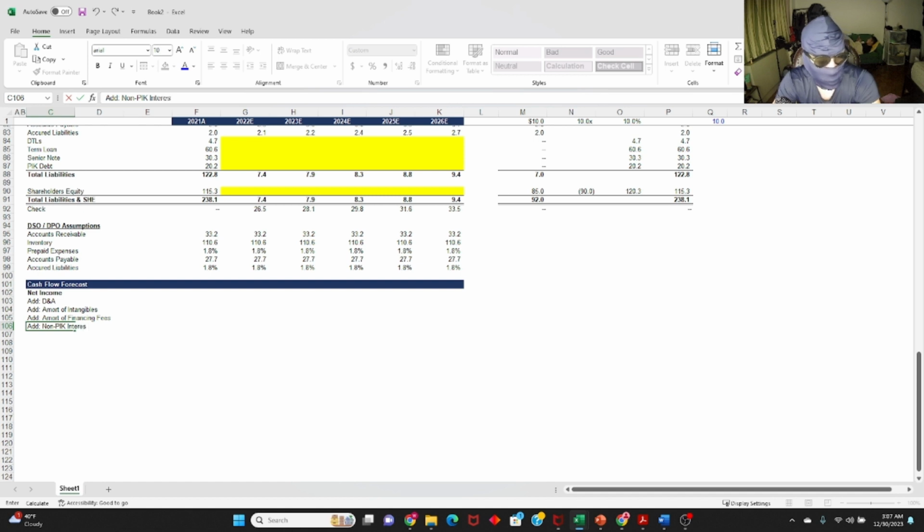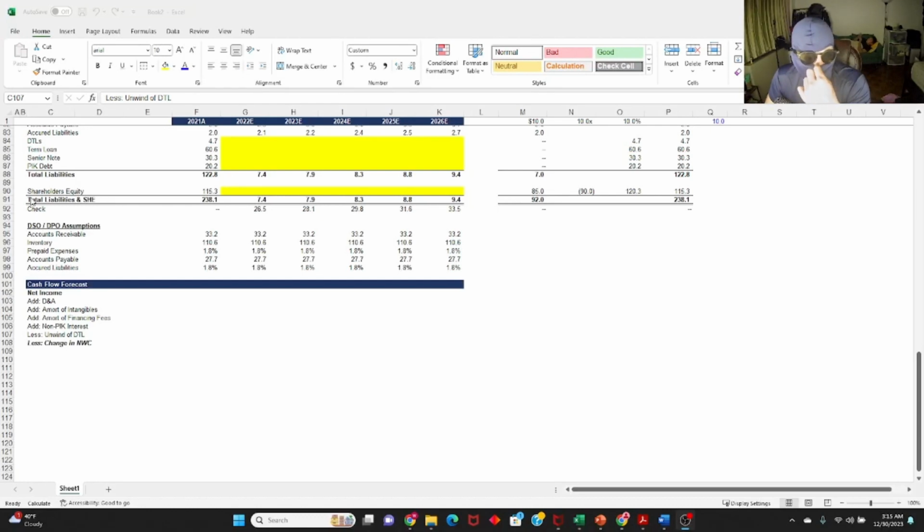Because PIK interest is basically accrued onto your debt. It's a non-cash interest expense that's recognized on your P&L because theoretically it's interest that you deduct, but then it's non-cash, so you add it back in your cash flow statement. Got that, and then you're going to less the unwind of your DTL. And then you have your net working capital changes. So change in net working capital.